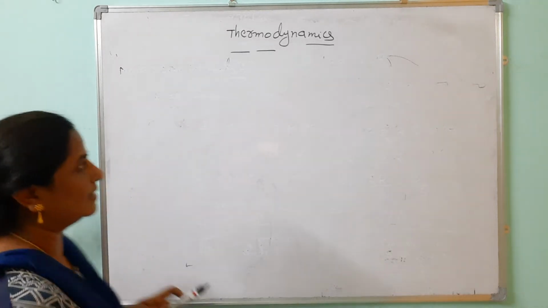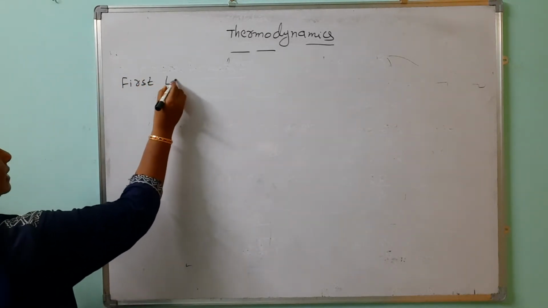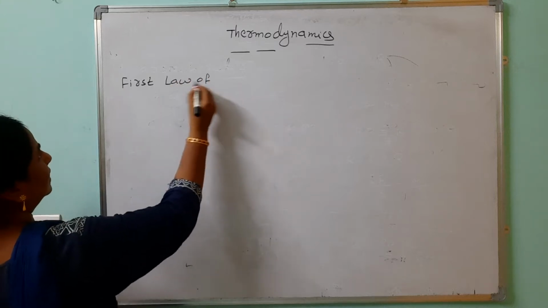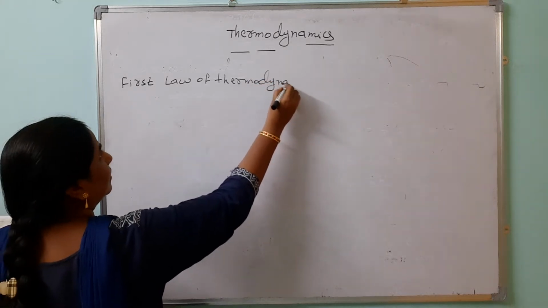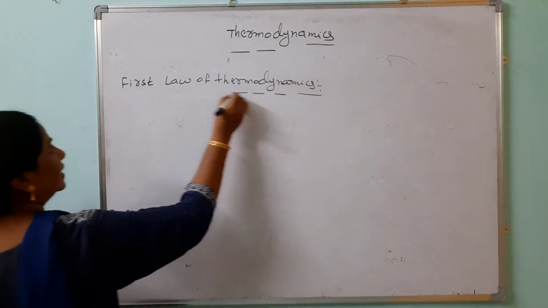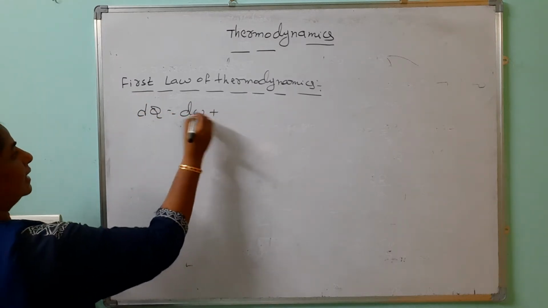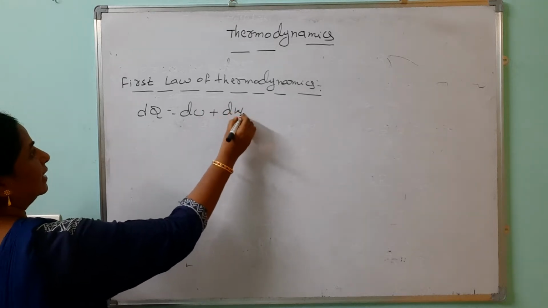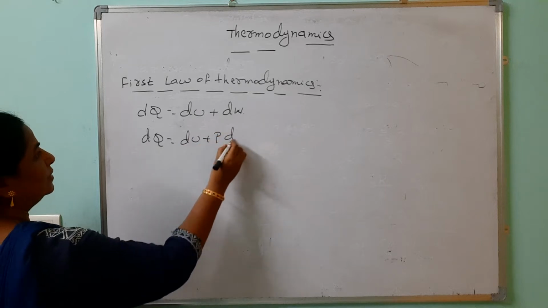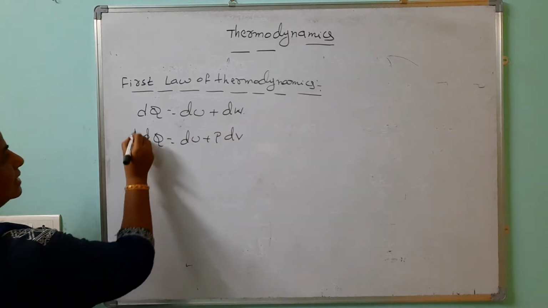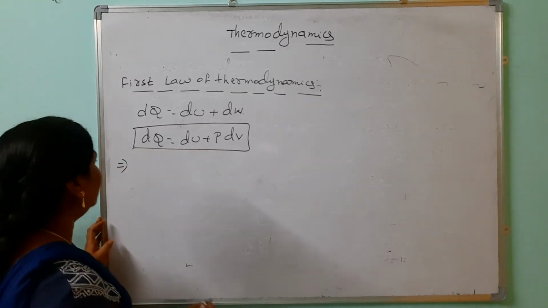Now we are going to discuss the first law of thermodynamics. What is the first law of thermodynamics? When we are providing heat energy to the system, it is utilized in two ways: to increase the internal energy and to do some mechanical work. Instead of mechanical work, you can express it in terms of pressure times change in volume also. So this is the first law of thermodynamics. But how to take the sign convention is also very important.